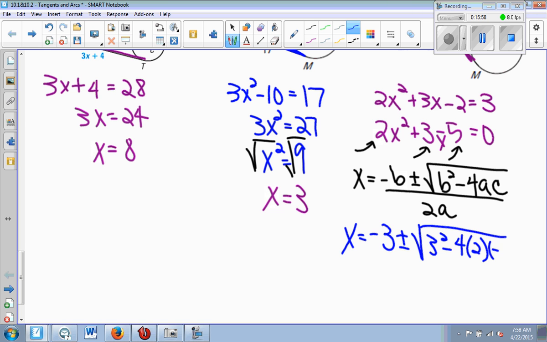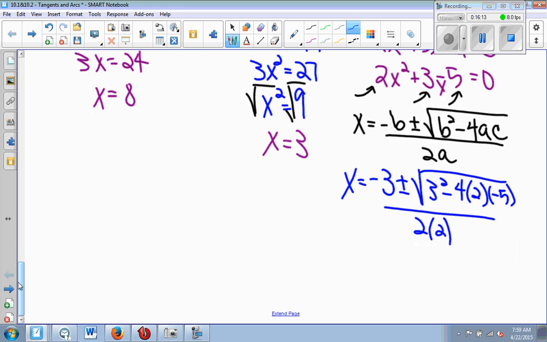So 4 times 2 times negative 5. And then all over 2 times a, 2 times 2. Now, you may not feel comfortable simplifying this by hand, even though I know you learned how to simplify it by hand in Algebra 1. So all you need to do is type this in the calculator, and it's going to end up giving you the right answer. So just very carefully, we're going to type this in the calculator.